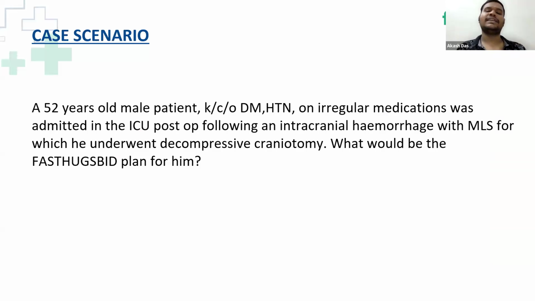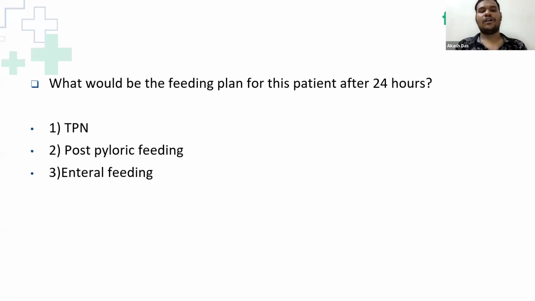So we'll go for a case scenario. A 52-year-old male patient, a known case of diabetes and hypertension, on irregular medication, was admitted in the ICU post-op following an intracranial hemorrhage with midline shift, for which he underwent decompressive craniotomy. What would be the FastHug BID plan for him? What will you decide as a pharmacist? What we'll discuss one by one later. So I'll just tell you the questions. You can just keep your answers in mind.